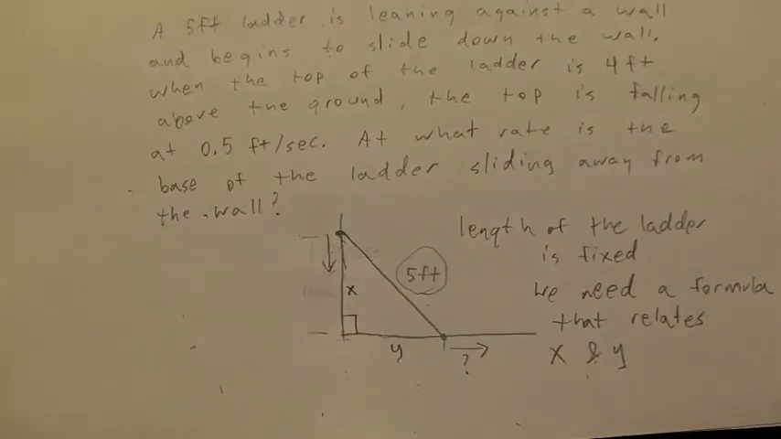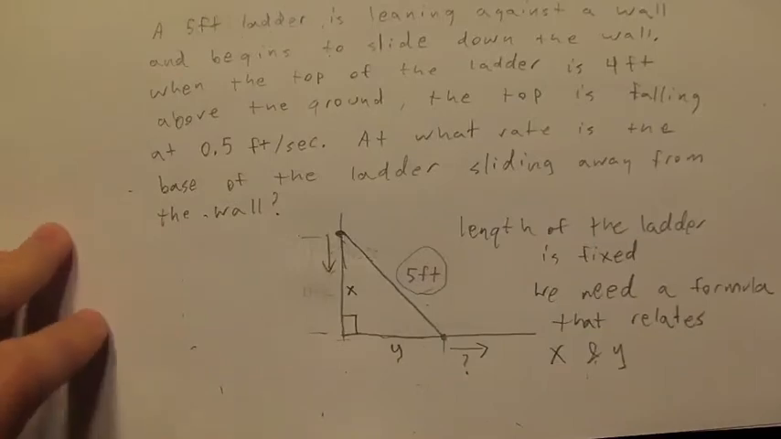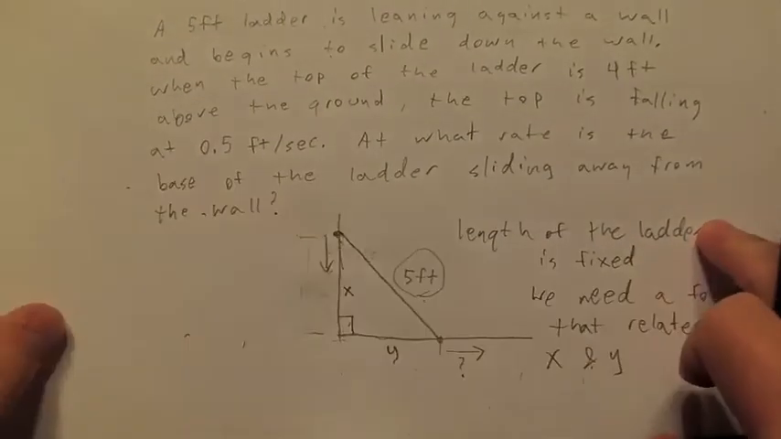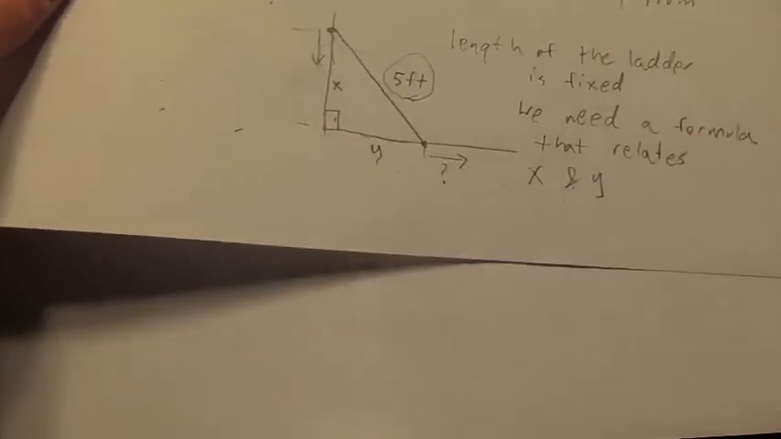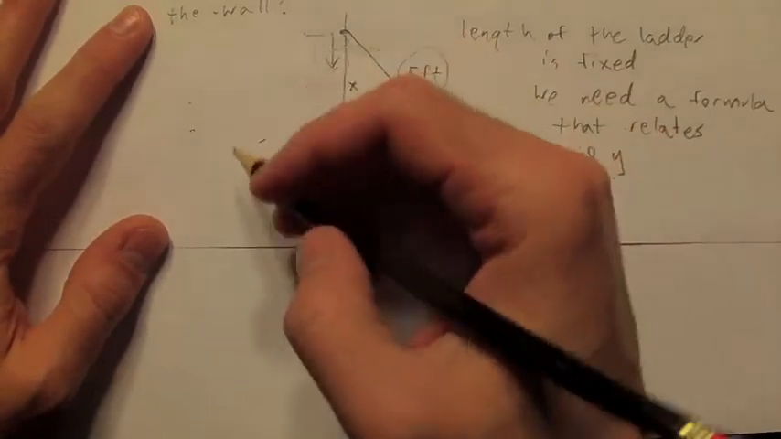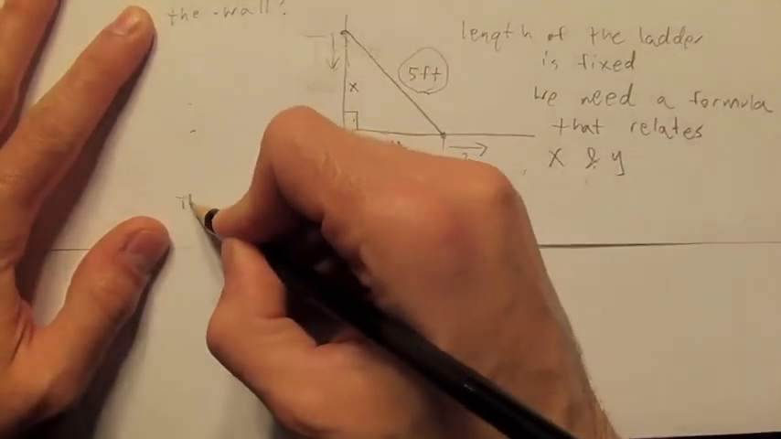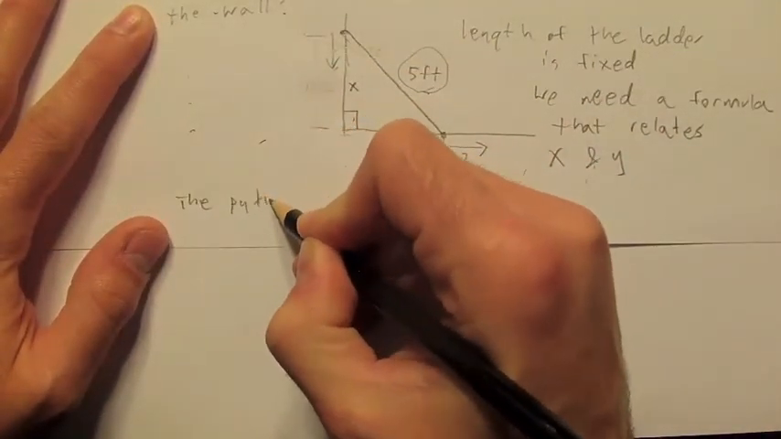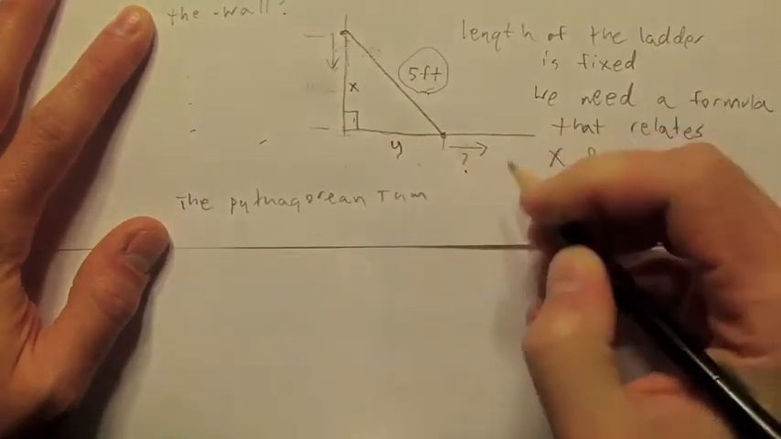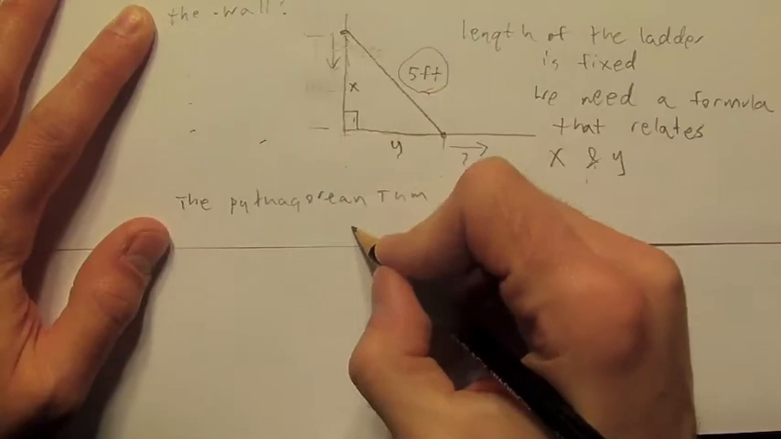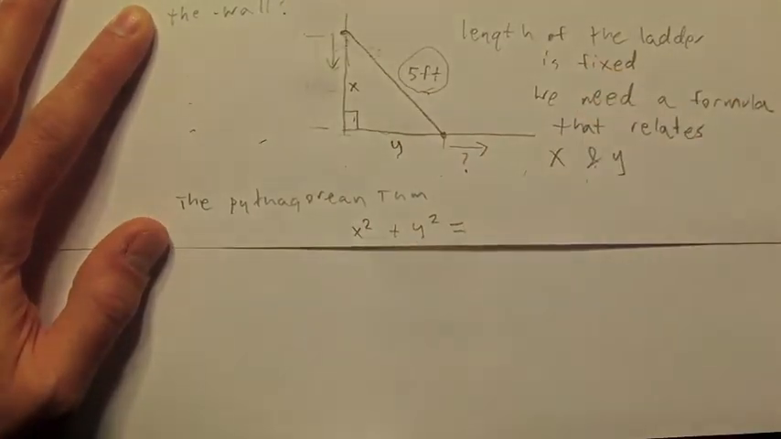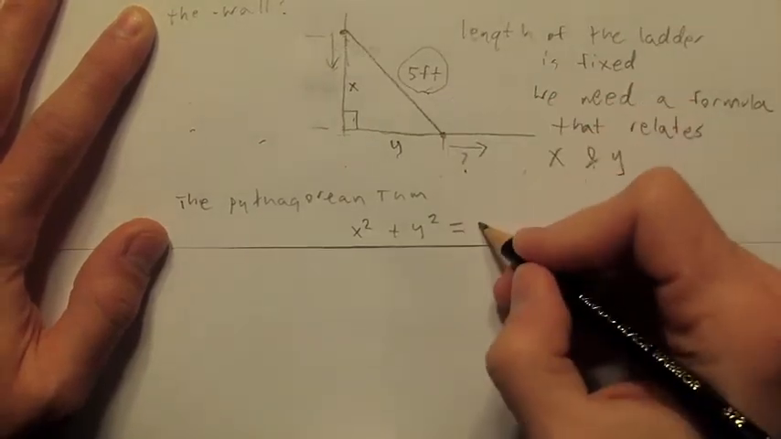Probably the quickest one you could think of would be the Pythagorean theorem. In fact, that's what we're going to go with. All right, so by the Pythagorean theorem, let me keep my picture up here. The Pythagorean theorem gives me that x squared plus y squared is equal to 5 squared.